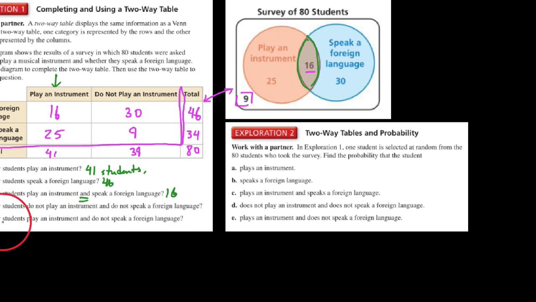So now looking at the next question, how many students do not play an instrument and do not speak a foreign language? So we'll look at the intersection of do not play an instrument, do not speak a foreign language. There are 9 of these students.